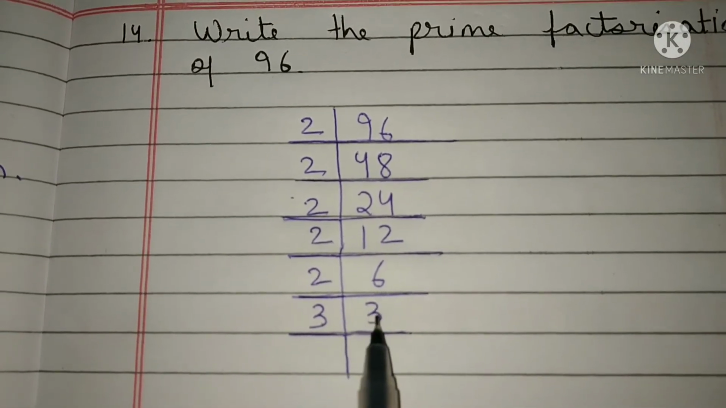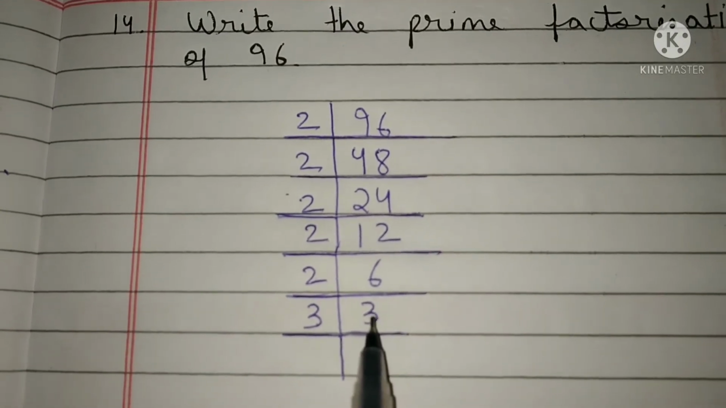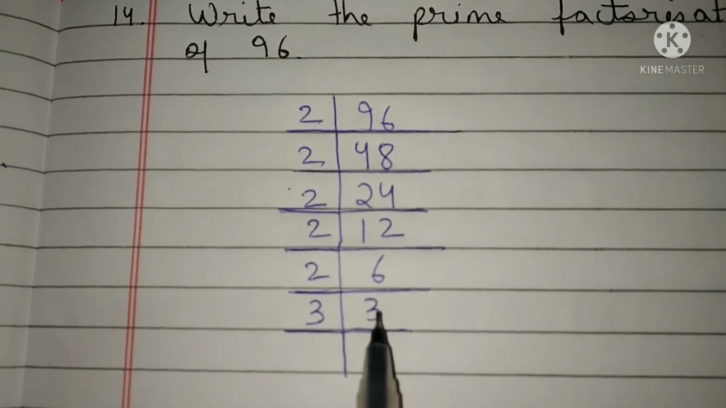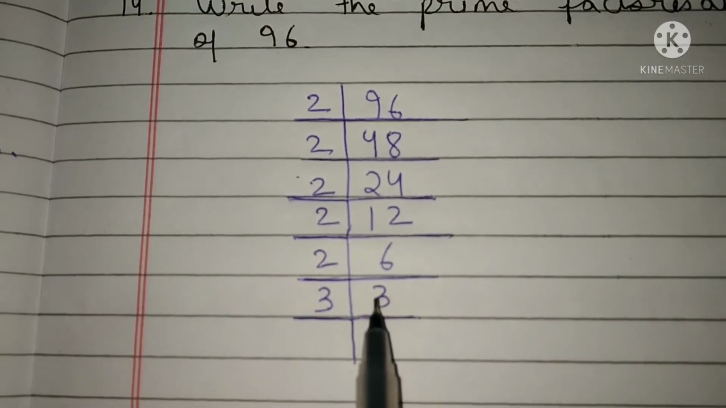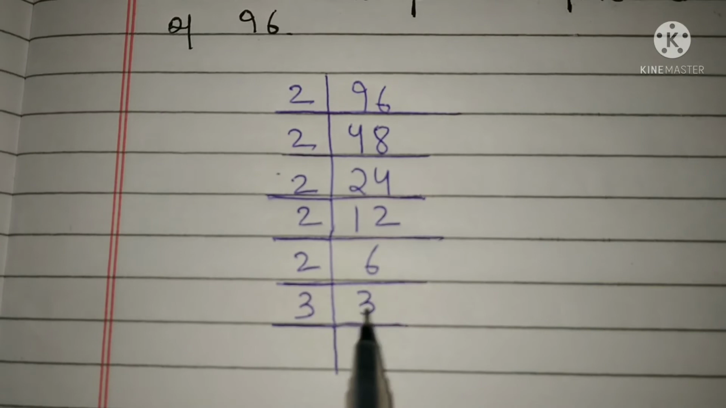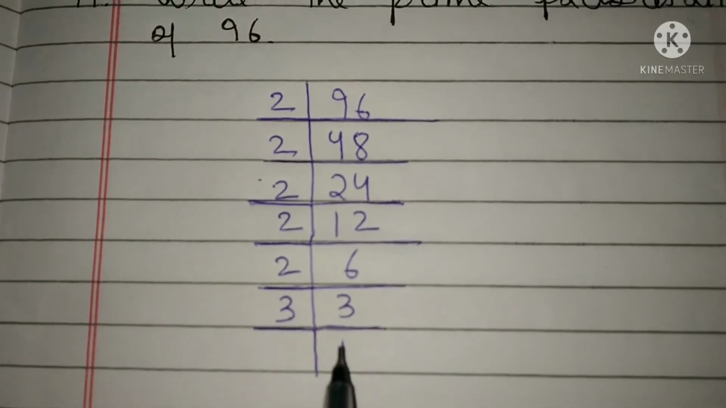Students, 3 is not divisible by 2. So we will choose the next prime number, that is 3. 3 is a prime number. So we will divide 3 by 3 and the answer is 1.